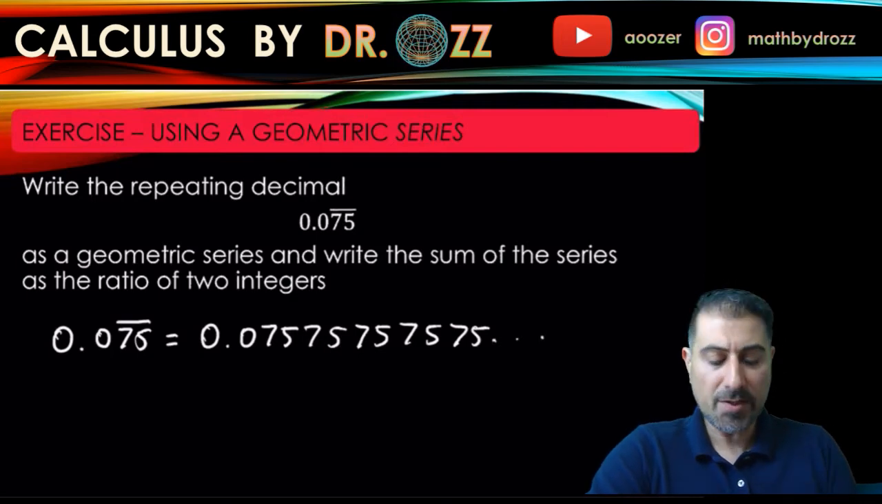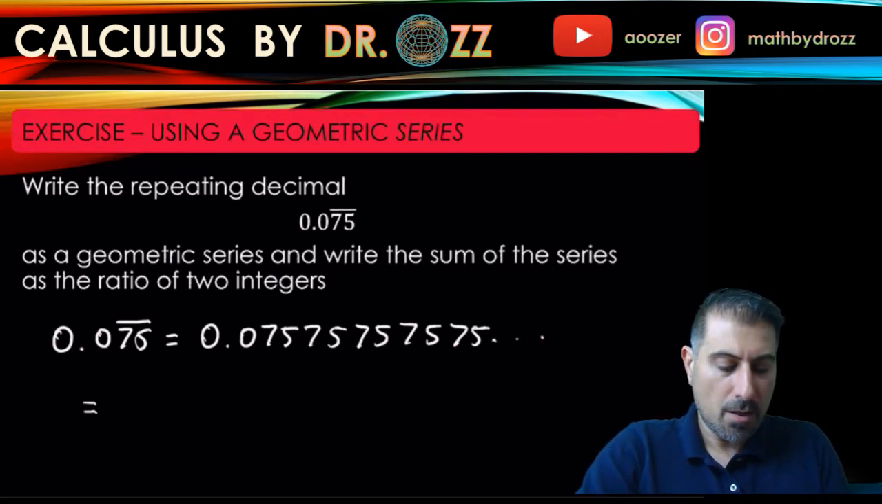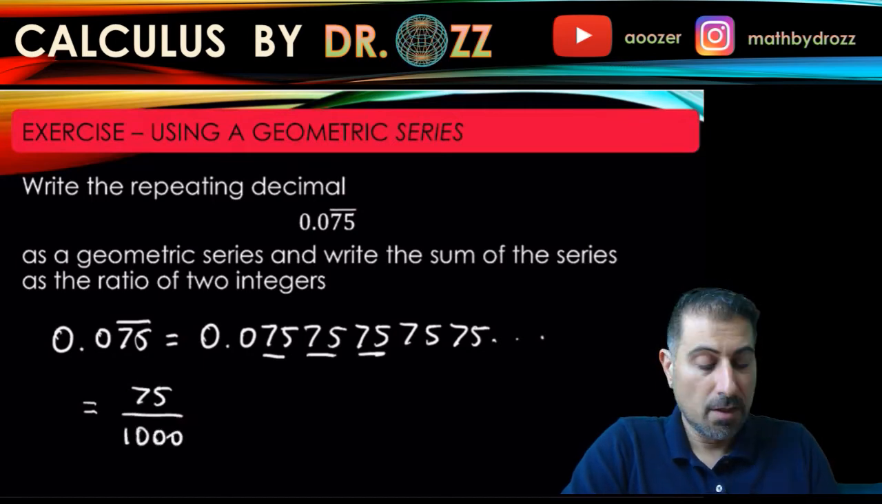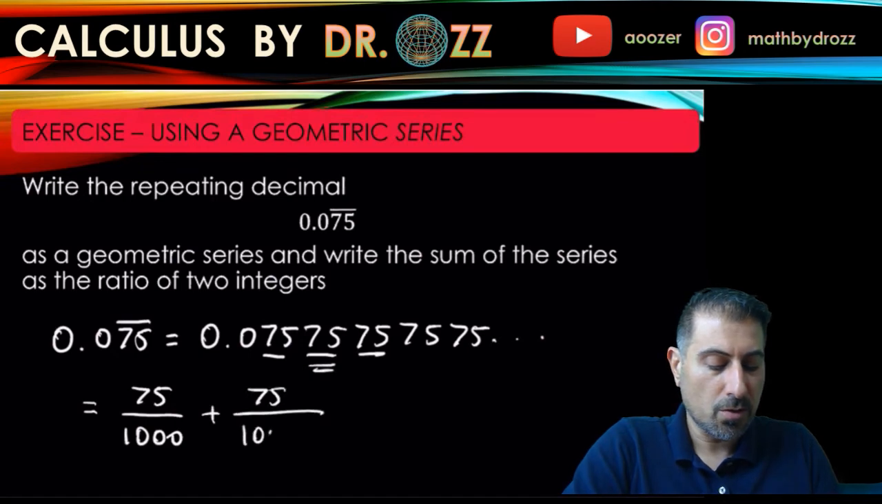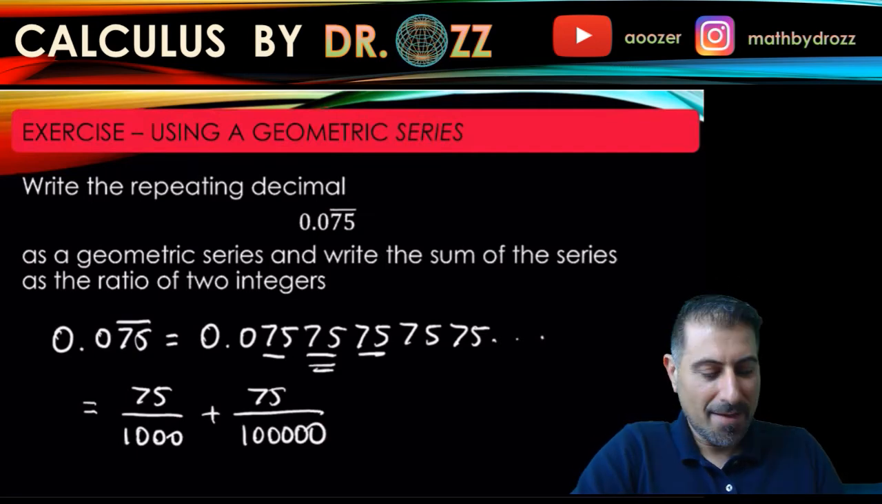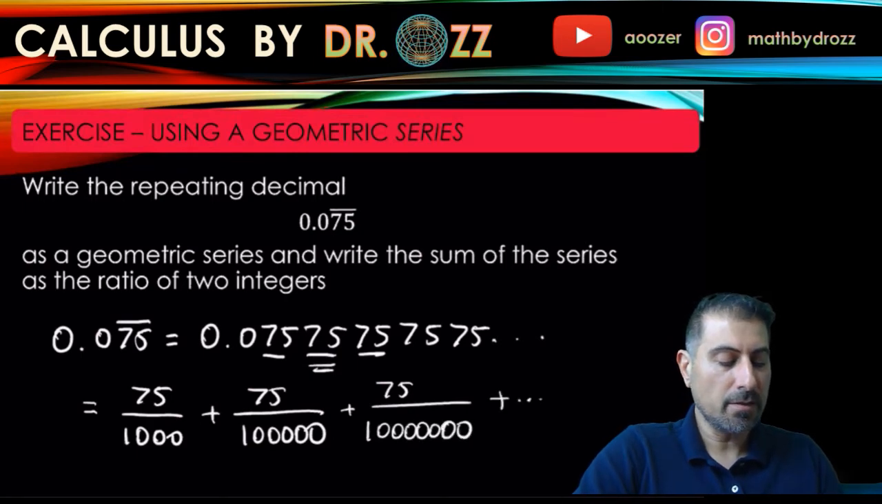So what I'm going to do next is write this in terms of fractions, one by one. This 75 is 75 over 1,000. This next 75 is 75 over 5 zeros. And then the next 75 is over 7 zeros, and on and on.